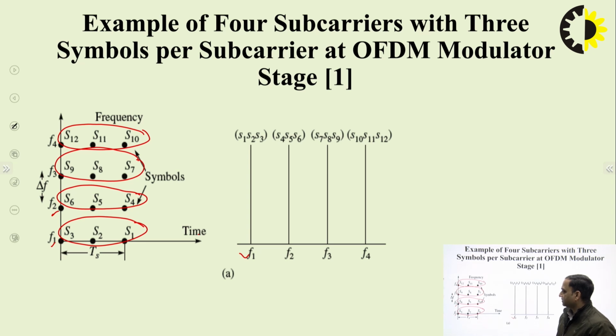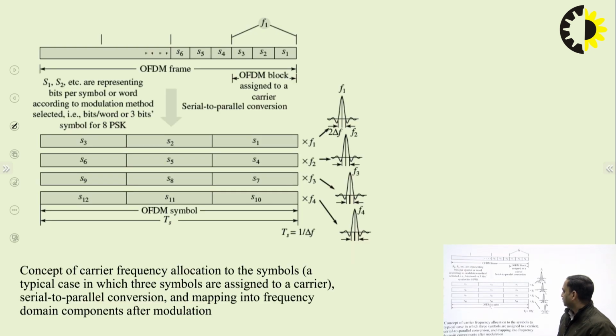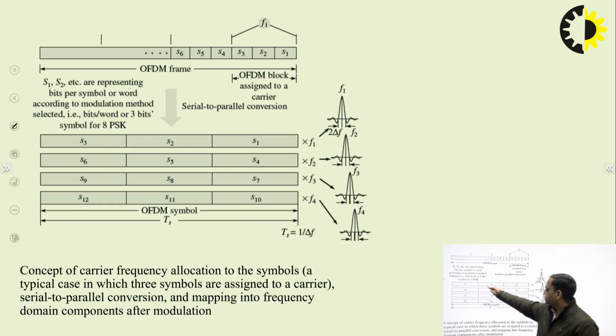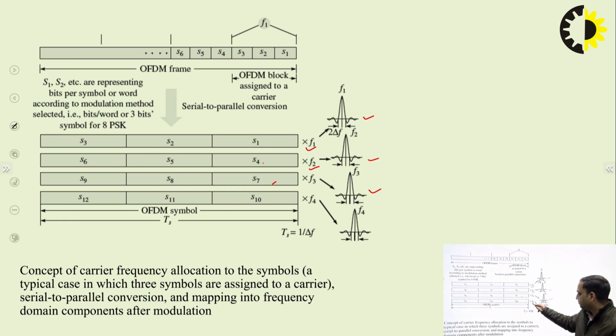So a larger number of symbols can be modulated by these subcarriers, and when we combine these subcarriers, we can see in this diagram, just like in the previous case, S1, S2, S3 modulated with the frequency F1. This is the spectrum for that. S4, S5, S6 are modulated with the frequency F2. This is the spectrum for that. S7, 8 and 9 are modulated with the frequency F3. So the spectrum is for this one, and the last, S10, 11 and 12, is modulated with the frequency F4. This is the spectrum for this one. So these are the four spectra which we are getting.